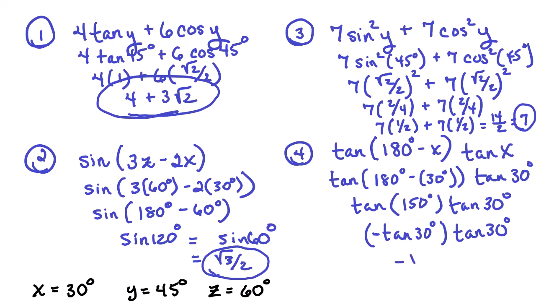So we get minus the square root of 3 over 3 times the square root of 3 over 3. The square root of 3 times the square root of 3 is 3. So we have minus 3 over 3 times 3. One of the factors of 3 cancels, and that leaves us with minus 1 over 3. So negative 1/3 is the value of tangent of 180 degrees minus x times tangent of x.